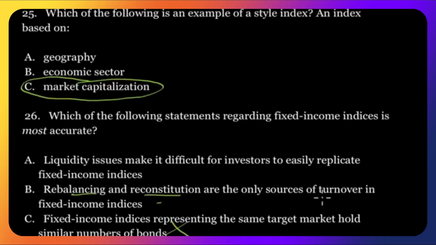Rebalancing and reconstitution are the only sources of turnover in fixed income indices. No, bonds mature. So they don't have to be rebalanced or reconstituted. They mature and they disappear. Hence, they're just gone. So you have turnover. So we can eliminate that. We're left with A. Liquidity issues make it difficult for investors to easily replicate fixed income indices. Yeah, that's true. Some bonds that make up some index may not have the liquidity needed for a manager to replicate the performance of that index.